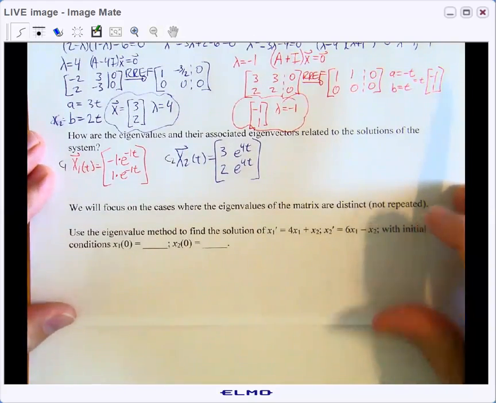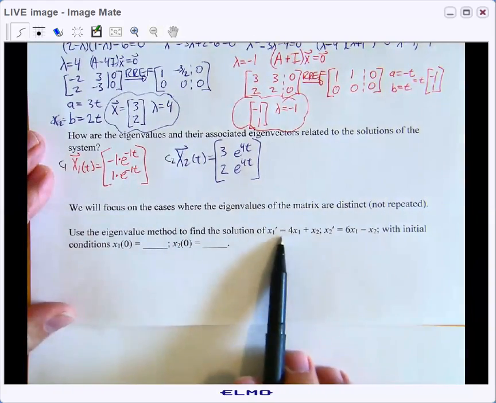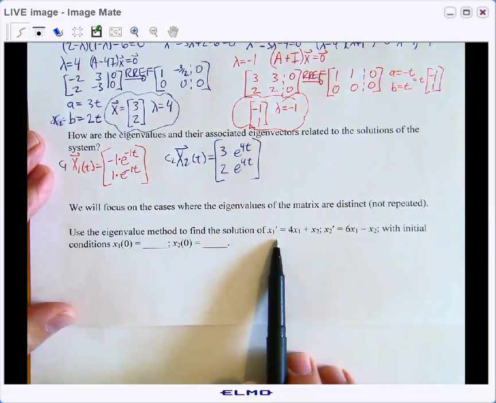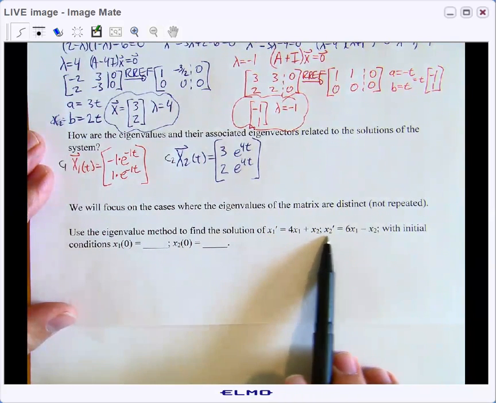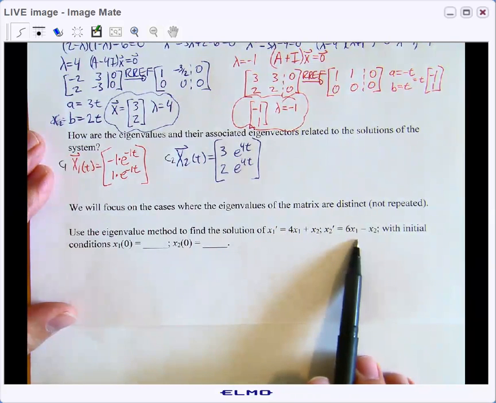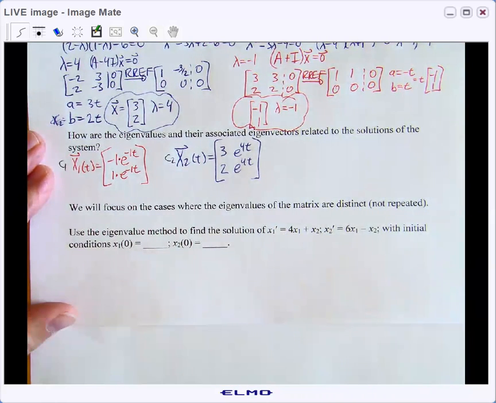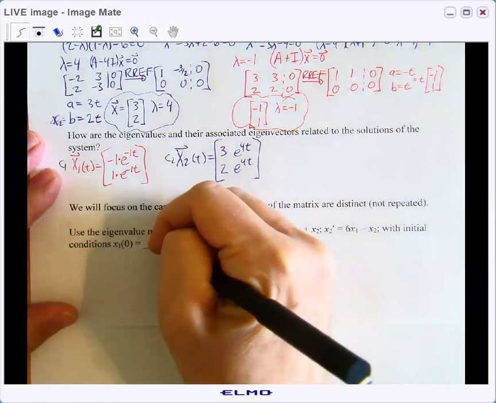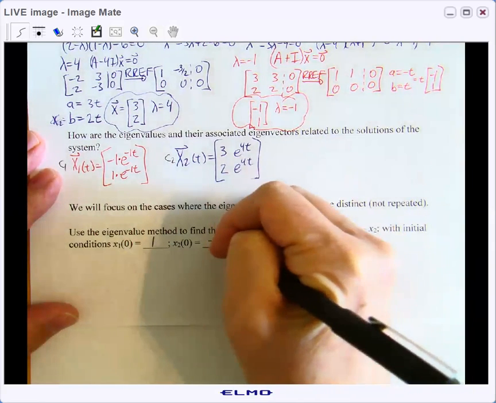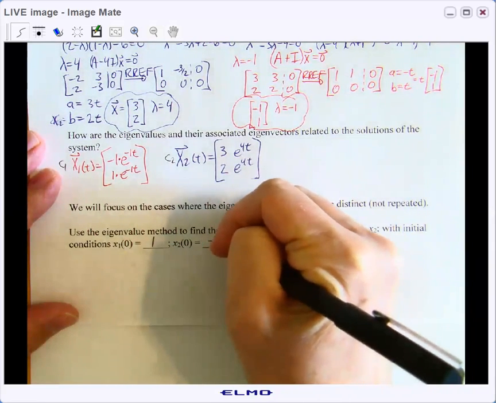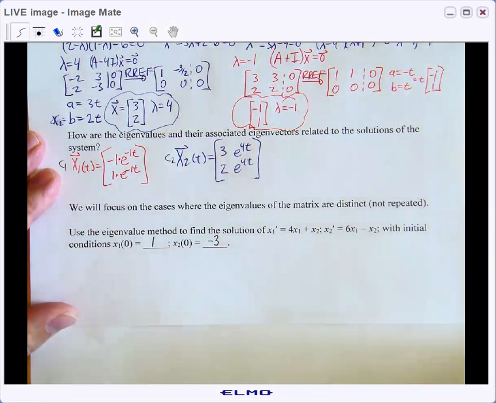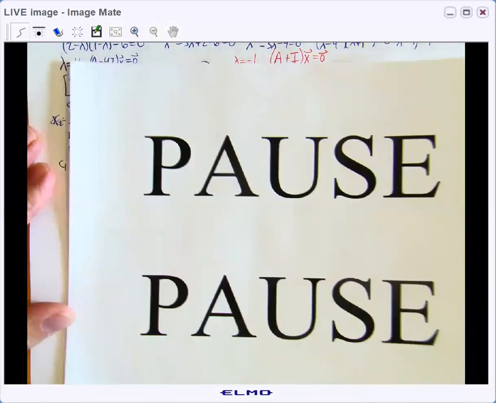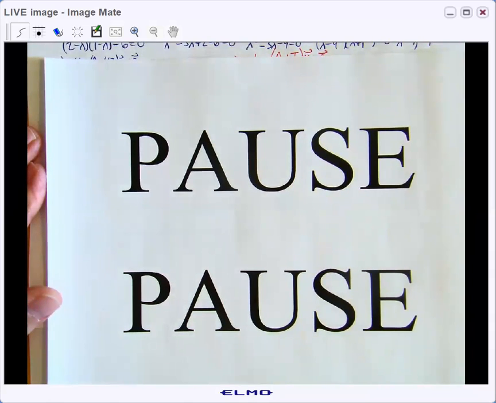Let's go ahead and have you try this one right here. Use the eigenvalue method for finding the solution to this system of differential equations. And we'll even make up some initial conditions. I used my calculator to randomly generate some numbers between -5 and 5, and I got 1 and -3. You can choose your own if you'd like. But we'll pause there, let you work on it, and then we'll come back together and see what you got.